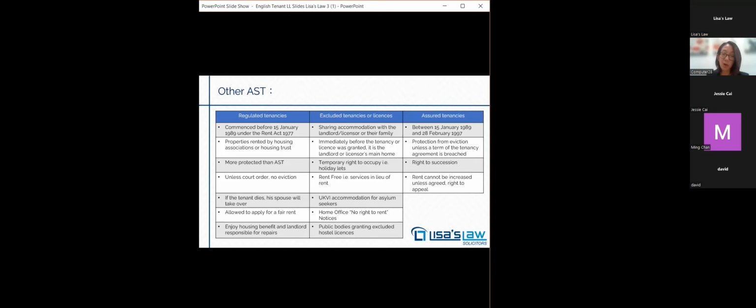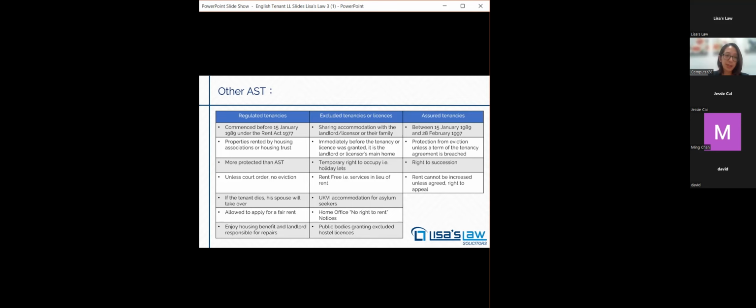Things like the holiday lets are also excluded tenancies. They are what we call occupiers, right? Usually it can be rent-free, so they can actually pay services in lieu of rent. Let's say someone is taking care of the property, they are not generally tenants, they are occupiers. If they're house sitters or dog walkers, they're usually occupiers.